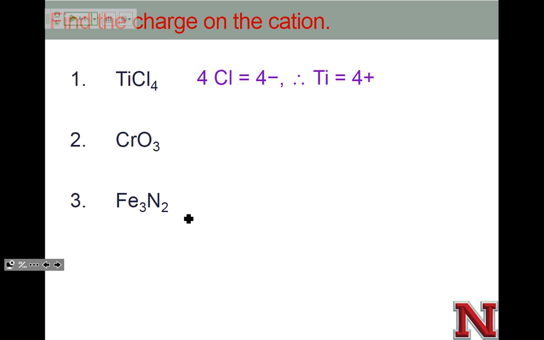You can set this up, if you'd like, as algebra. We don't know the charge of titanium. We know our charge of chlorine. So we know that 1 times x, because we only have 1 titanium, plus 4 times our -1 is going to be equal to what? What's going to be our overall charge? 0. So you can calculate what x is going to be.